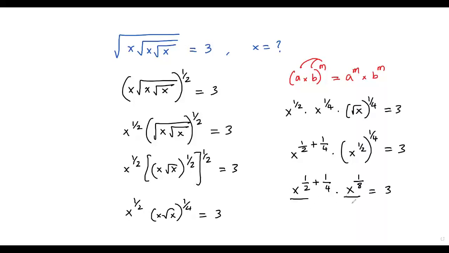Here we multiply two terms with the same base x, so we can write the base once and add the exponents: 1 half plus 1/4 plus 1 over 8 equals 3. Let me continue this on the next page. So we have x to the power of 1 half plus 1/4 plus 1 over 8 equals 3. Now we have to simplify this. We have addition of three fractions. Whenever I add two or more fractions, I need the same denominator, so that I can take the denominator once and add the numerators.